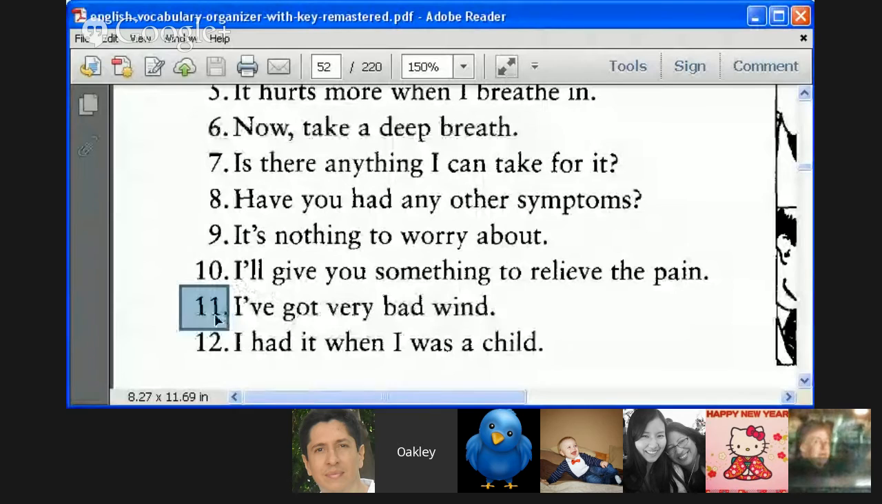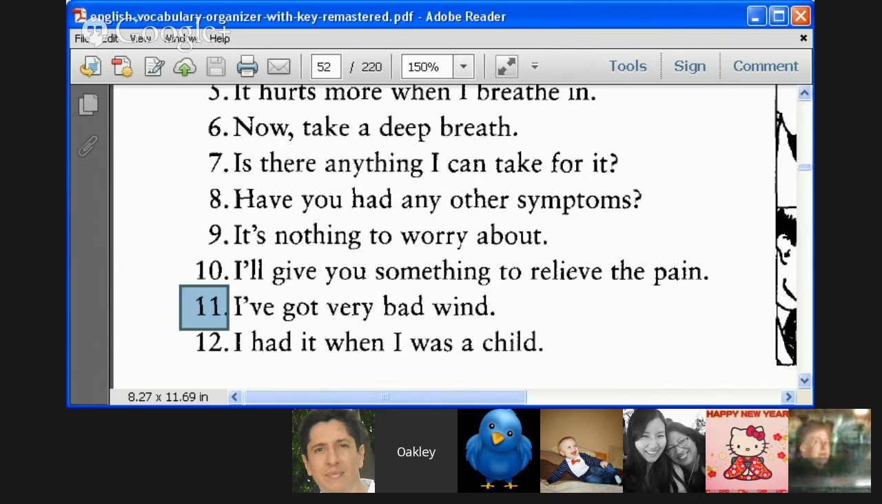Cornell, how about number 11? I have got very bad wind. Wind. What are they talking about? Bad wind. What does that mean? For example, stomach is bigger than actual size because of sensitivity.